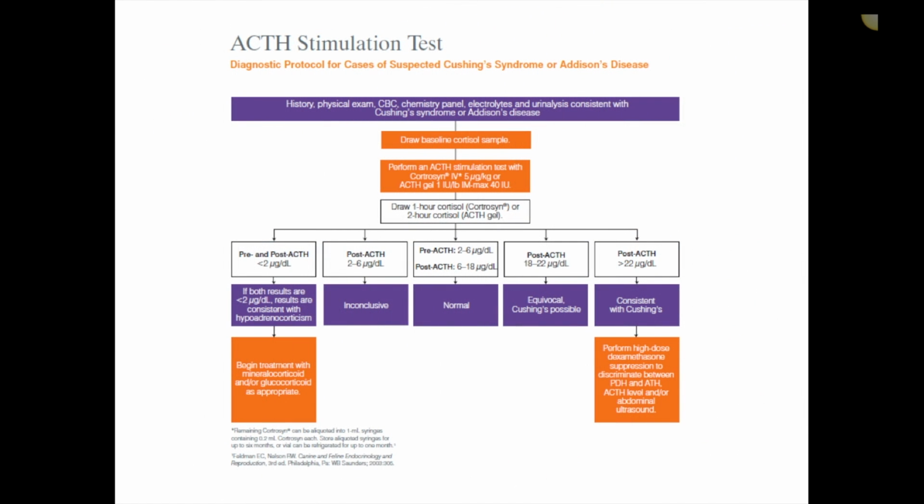So this is a nice little chart for ACTH stimulation test. It talks about when we use the ACTH test and then its results, what they are indicative of, with Addison's disease on the left, and then the association with Cushing's disease on the right.